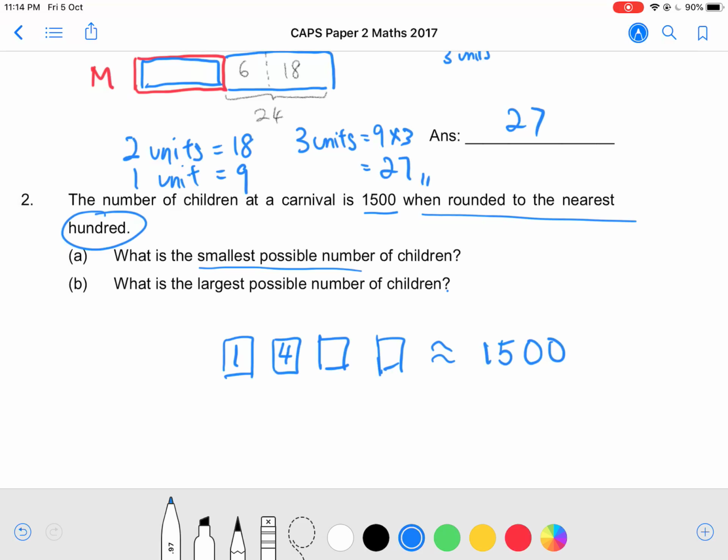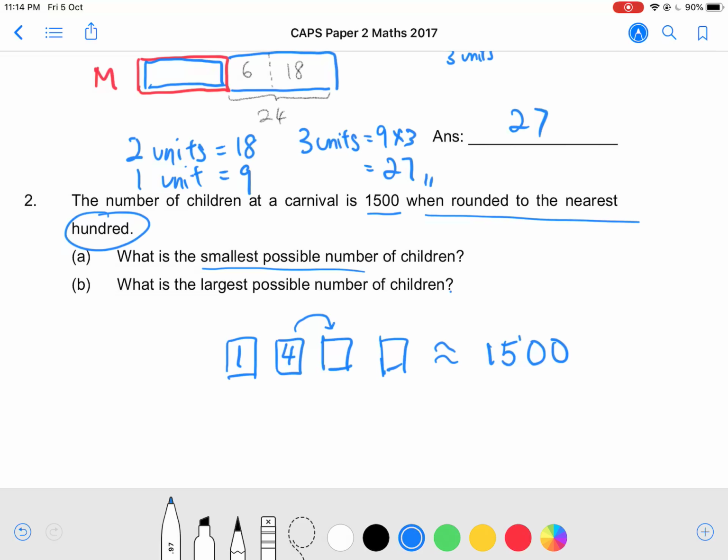So I want it to be the smallest possible, and we need to decide on the third digit now. The third digit has to be a number that's equal to 5 or greater than 5, so that this number will actually get rounded up. So to make it as small as possible, I will keep it to 5. And the last digit being the smallest possible will be 0. Alright, so you double check, does this 400 round up to 500? It does, right? Because of the digit 5 at the back. So this is my smallest possible number.